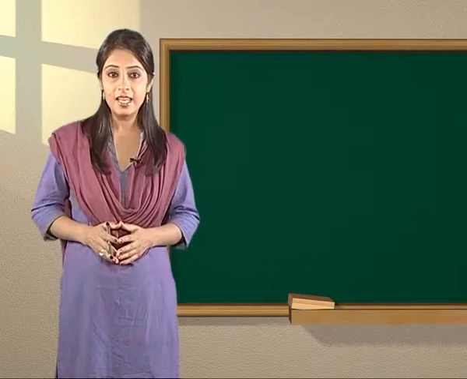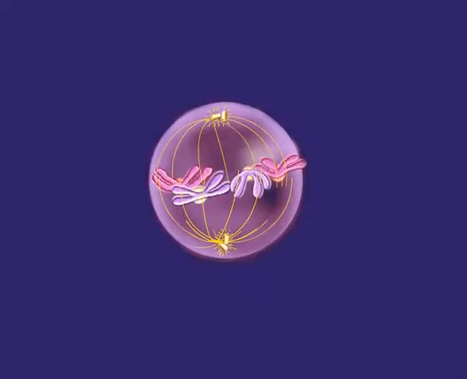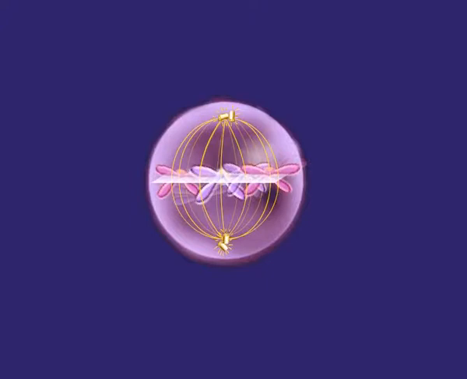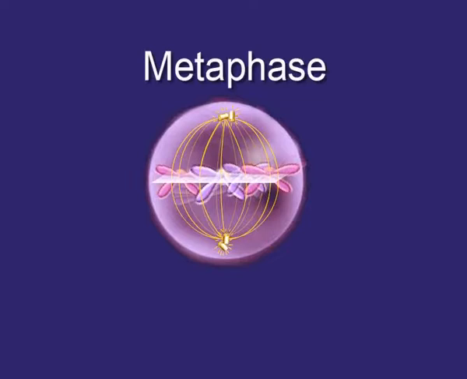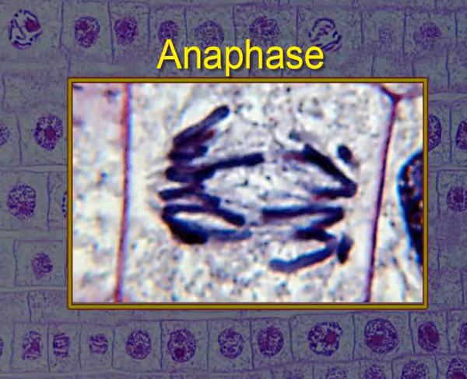The next question is, the slide here shows a cell undergoing mitosis. Identify the stage. Answer. The stage shown here is of metaphase happening in an animal cell. Next question. Identify the stage shown here and justify your answer. Answer. The cell shown here is of anaphase stage. The separated chromosomes have reached to the poles but have not uncoiled to form chromatin material.